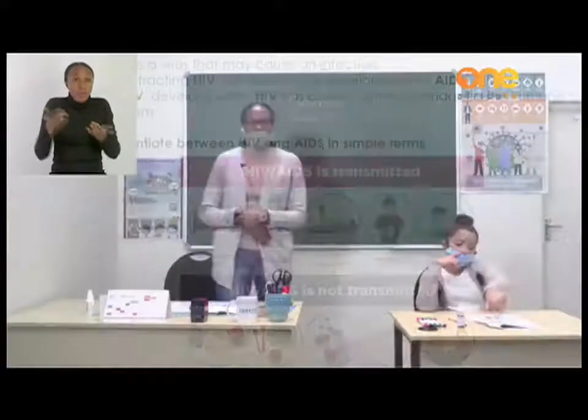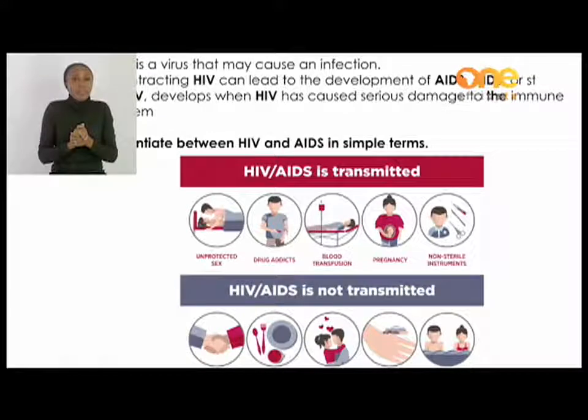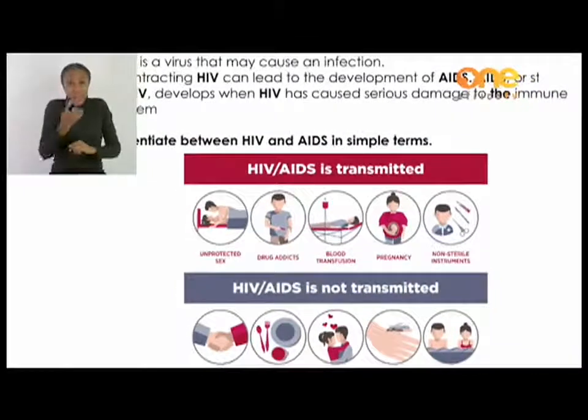Let's quickly move on to page 21. HIV and AIDS is transmitted in many different ways, and there are also many different ways how HIV is not transmitted. HIV in our bodies stays only in certain fluids such as blood, semen, preseminal fluids, rectal fluids, vaginal fluids, and breast milk. Those are the only parts that can transmit HIV in our bodies.